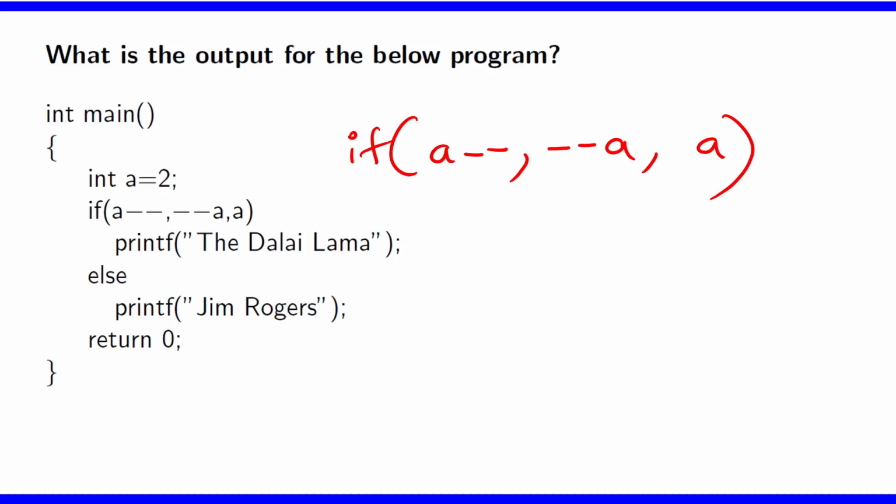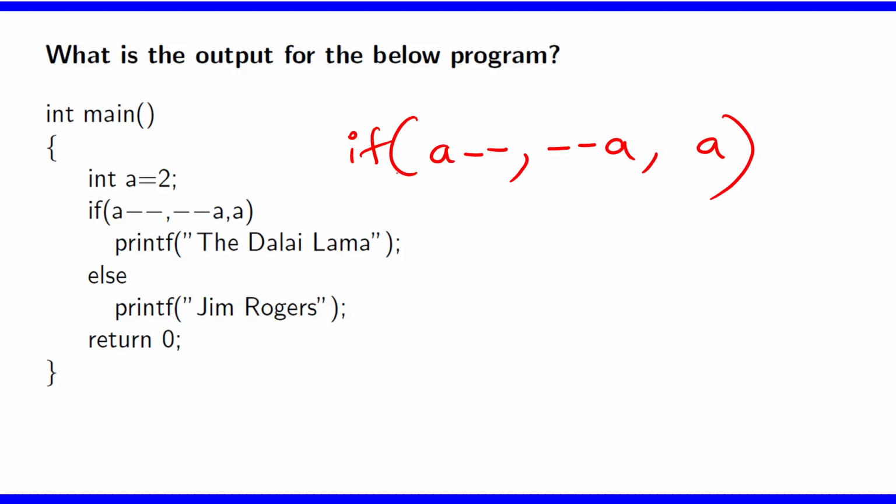Can you please guess the answer? I know it is a typical one. Generally in if condition we have only one condition or compound conditions, but here comma separated expressions are written: a minus minus, minus minus a, and a. So what will happen? Which one will the compiler take for making the decision? Okay, Jim, you are telling, okay, Jim Rogers. Let's see what is the answer for this.